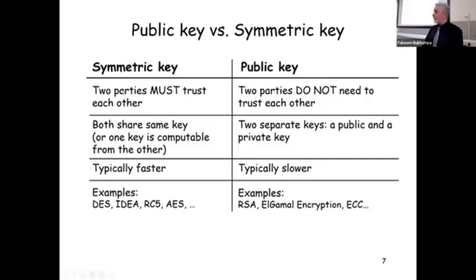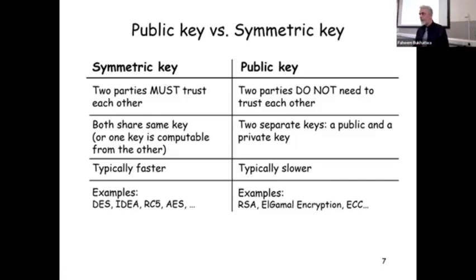In the symmetric, the conventional, the old system, the two parties must trust one another. So the two guys who are communicating must trust one another. But if you don't trust somebody and you share a key with them, they might pass it to other people.